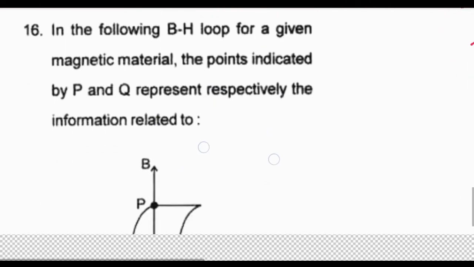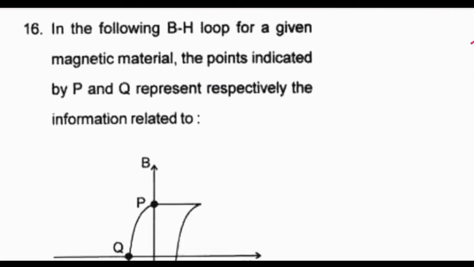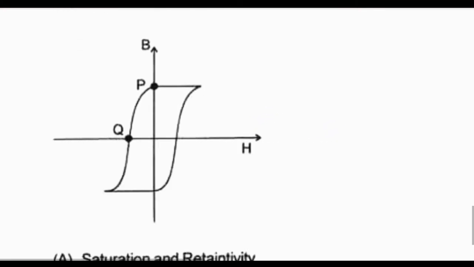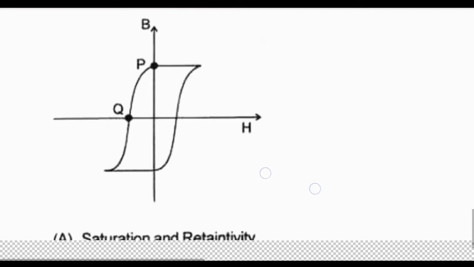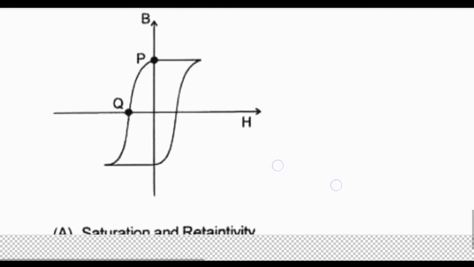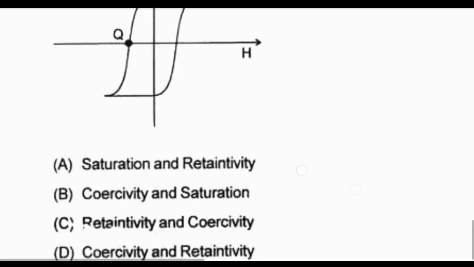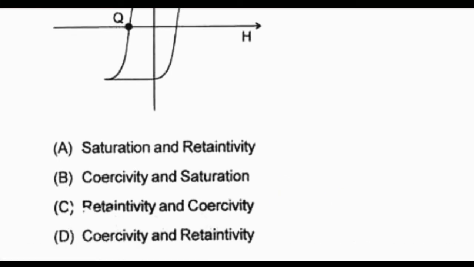Question number 16. In the following BH loop for the given magnetic material, the points indicated by P and Q represent, respectively, what? So here P is representing the retentivity and Q is representing the coercivity. So the answer is P and Q, retentivity and coercivity.